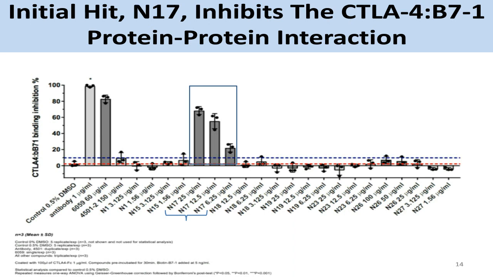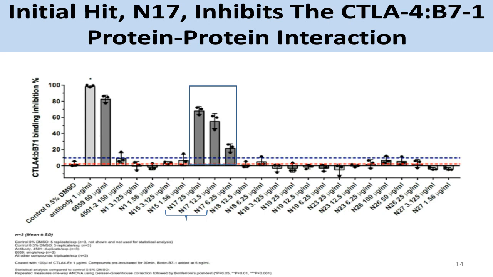Anyway, one such hit, N17, was obtained, and this is an ELISA assay looking for the interaction of CTLA-4 with B7. And so we can monitor the abrogation of that interaction. Here is shown the effect of the antibody to CTLA-4, the clinical antibody. You can see it very effectively inhibits the interaction of the receptor with its ligand. And N17 also does a pretty good job at abrogating that interaction. This is a dose response that you're looking at. So N17 was one of the major hits out of this program.